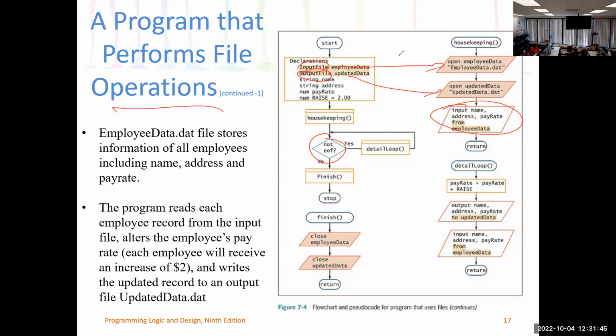What do you have to do in it? For each of the employees, just change the byte rate only. Keep the name the same, the address the same. Now you have to write into the new file, one by one, right? So we use the output, name, address, into the update data, link it to the update data, and read again, do it again and again, until you reach the end of the file. Make sense?